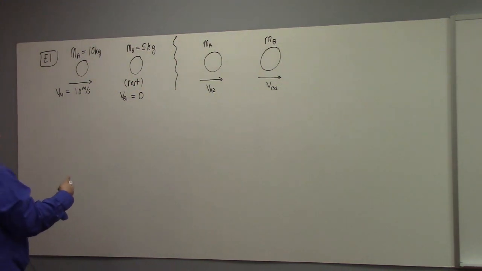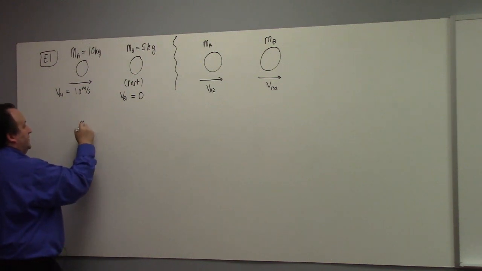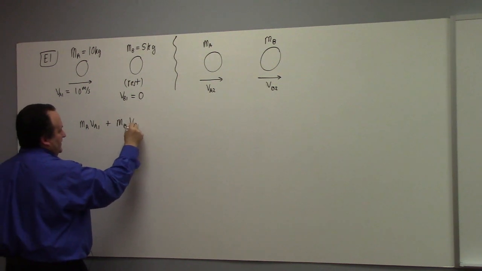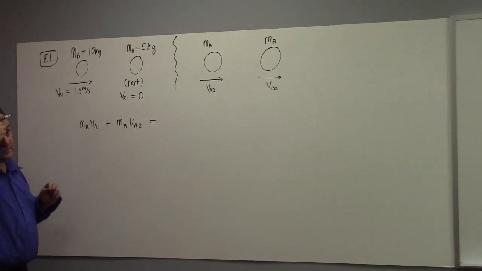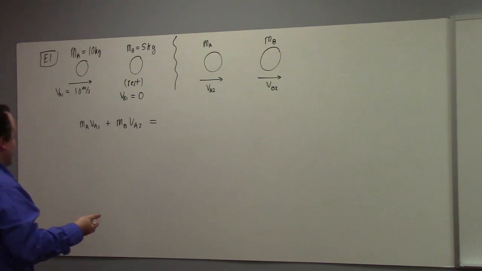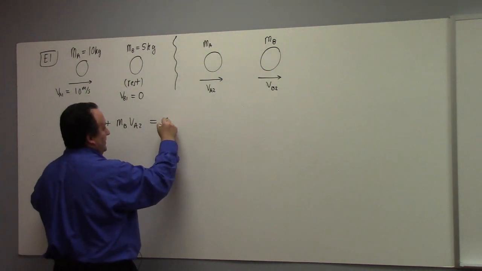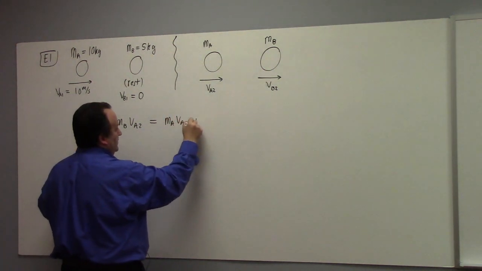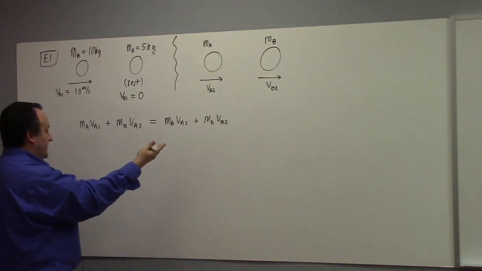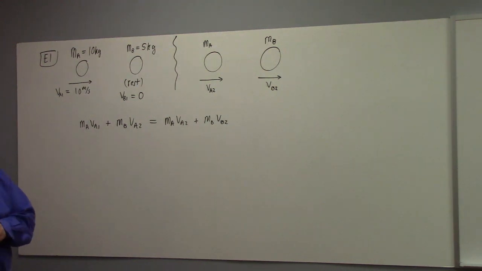And so here's how we do it. We have MA VA1 plus MB VB1 equals to what? Momentum's conserved, right? So because momentum is conserved, this is equal to MA VA2 plus MB VB2. I mean, we have to face the music. This is required. And I'm assuming that it's an elastic collision like we did last time, right?